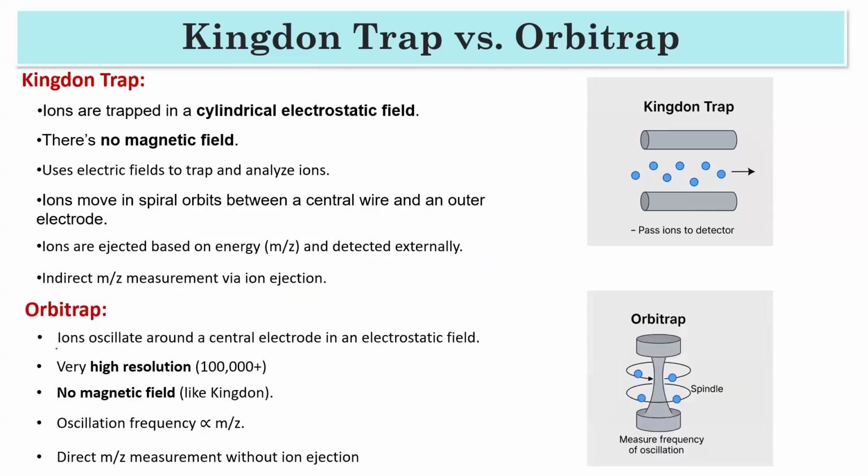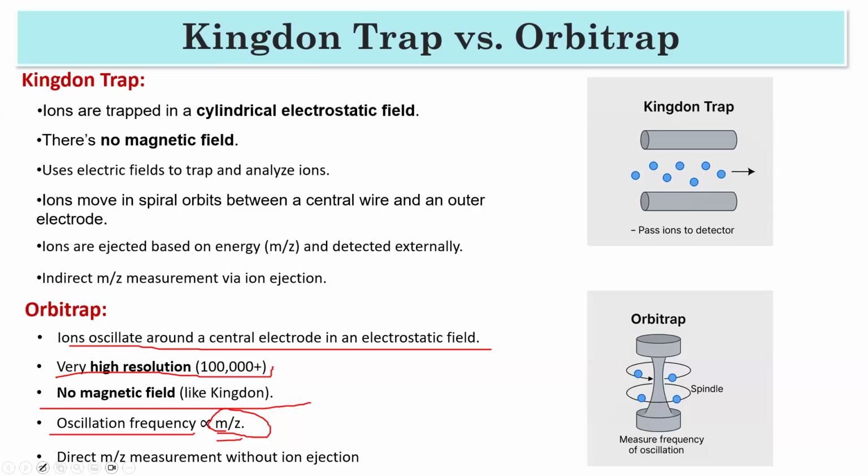Another one is the Orbitrap, and in the Orbitrap there is a difference. Ions oscillate around a central electrode in an electrostatic field, and it has very high resolution because it is very sensitive. No magnetic field is applied, and from the oscillation frequency we can directly know the m by z. We can know the m by z measurement without any detector. So here itself we can detect the m by z, and you don't need an external detector in this case.